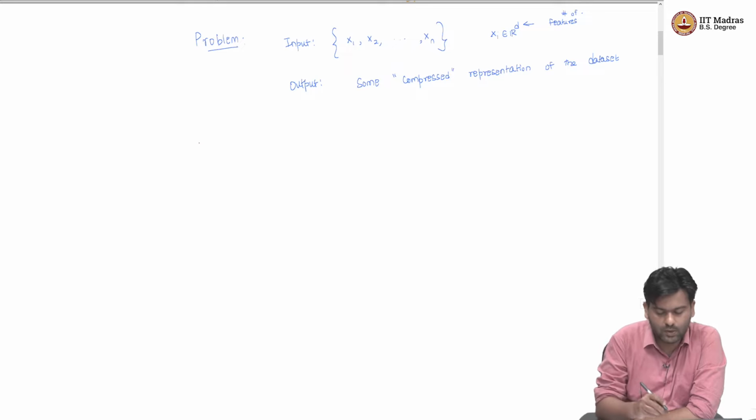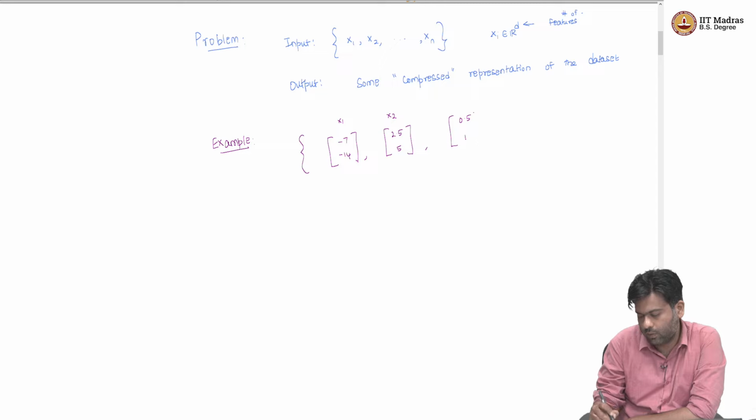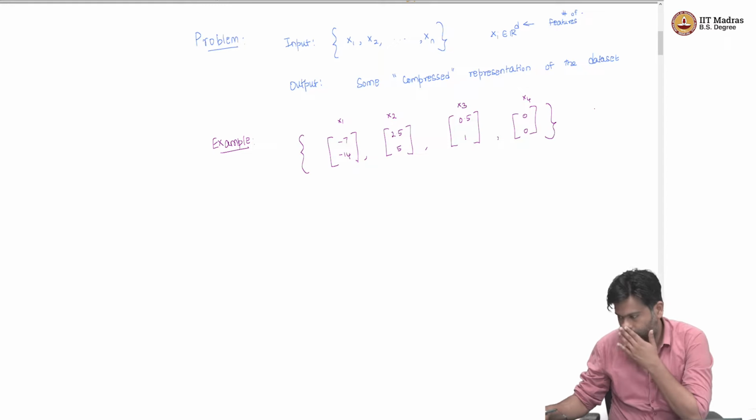And for this, let us start with a simple example. Let us say I give you a data set which looks like the following. So, maybe you have x1 = (-7, -14), x2 let us say is (2.5, 5), x3 is let us say (0.5, 1), x4 is let us say (0, 0).